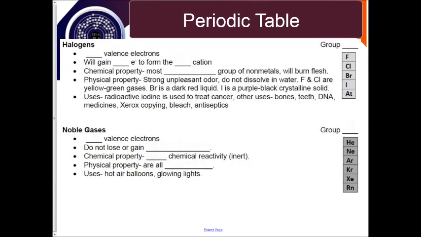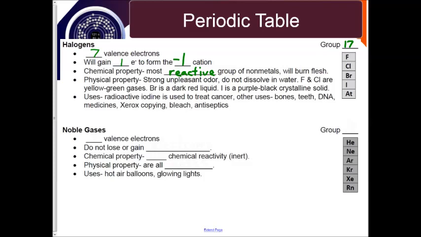Now, one of the last groups we're going to talk about are the halogens. They are group 17. The halogens have 7 valence electrons. They will gain 1 electron to form the -1 anion. The chemical property of the halogens is they are the most reactive group of nonmetals. They will burn flesh, they will burn everything they touch almost. Physical properties: strong, unpleasant odor. They do not dissolve in water.